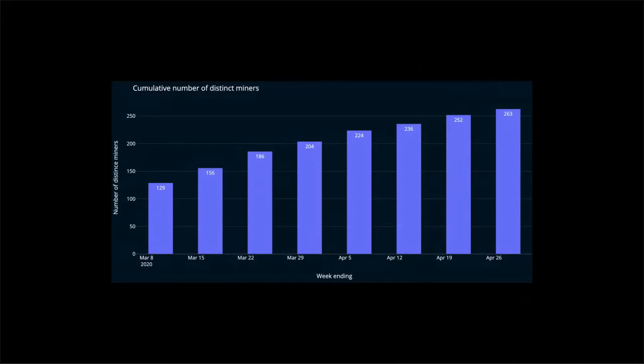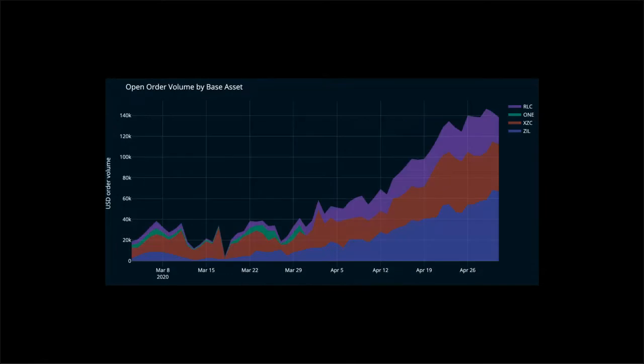In the past 2 months since we launched in March, we've had over 200 distinct liquidity miners come in and try the system. It's been increasing week over week. We haven't done much marketing because we wanted to make sure the system is scalable before we go out and tell people about it. It's much better than it was when we launched, but we're still going through some stability issues.